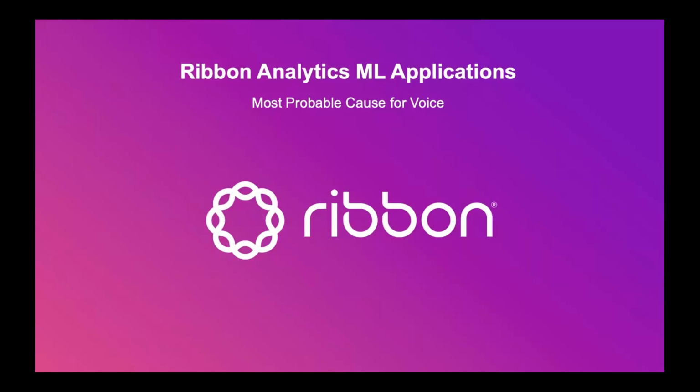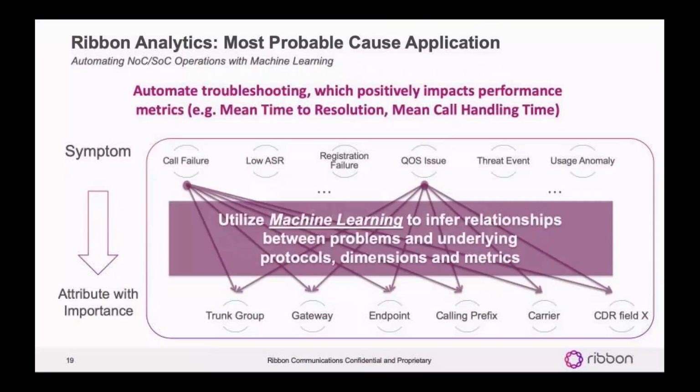Okay, so moving from a broad perspective on how we would use machine learning for network operations, we can dig into a real application. Most probable cause: if we remember back to talking about fault management and its different aspects, we're talking about predicting faults, detecting faults, and then localizing a root cause. Most probable cause is intended to actually find that root cause.